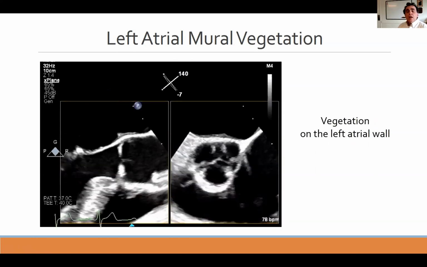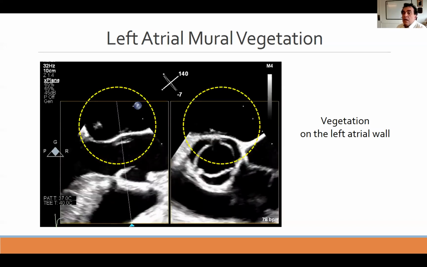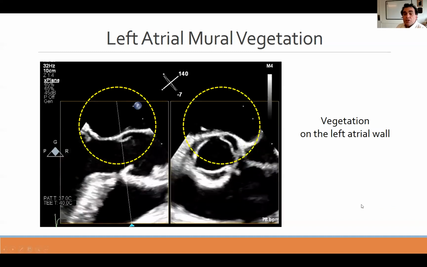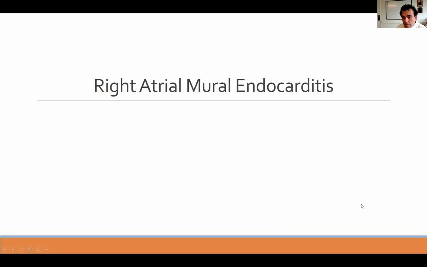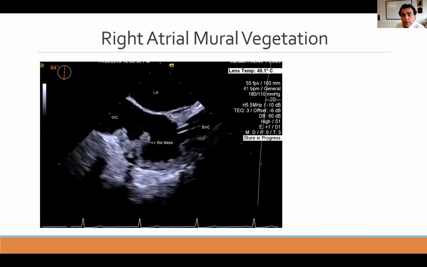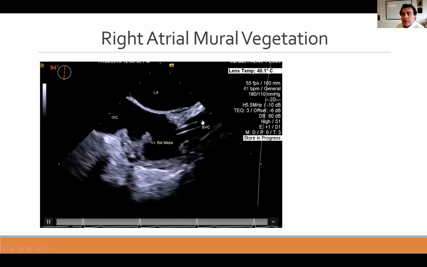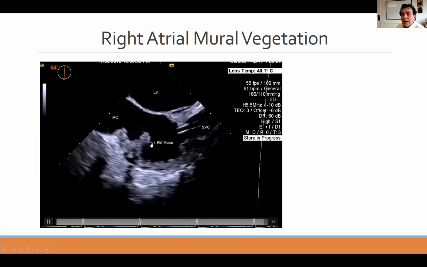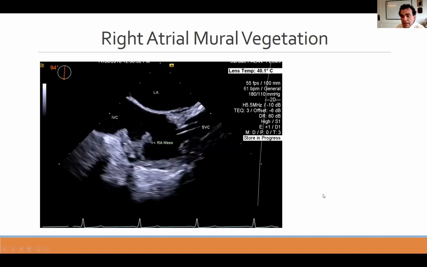You can see another TEE image, this time a simultaneous biplane with the long axis of the aortic valve on the left and the short axis of the aortic valve on the right. You can see there are mural vegetations on the left atrial wall along the posterior aspect of the aorta. How about right mural endocarditis? A 36-year-old woman with lupus, end-stage renal disease on hemodialysis and chronic anticoagulation for a mechanical mitral valve, and blood cultures positive for Agromyces mediolanus. It's a very rare organism. See here there is a superior vena cava, there is a dialysis catheter, and there is a right atrial mass in the path of the jet from the dialysis catheter.